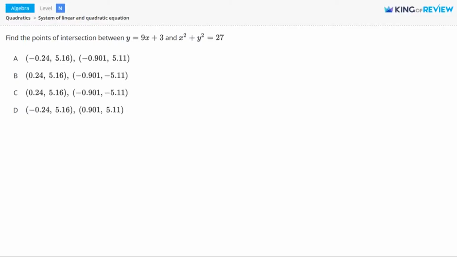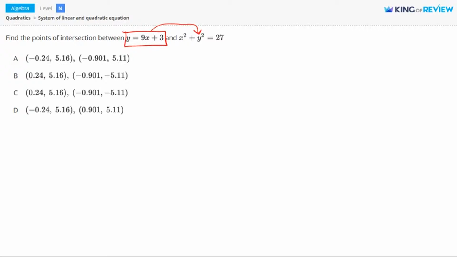Find the points of intersection between y equals 9x plus 3 and x squared plus y squared equals 27. One method for solving this problem is to use substitution. We have an equation that solves for y equals 9x plus 3. We're going to substitute 9x plus 3 into the second equation for y, like this.